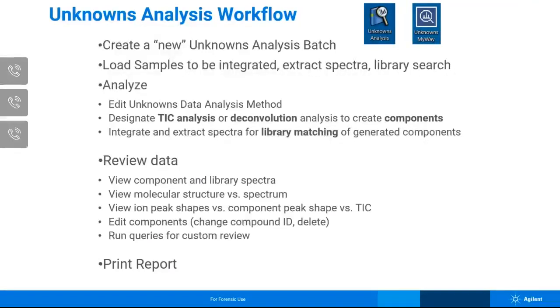Some of those things that you can do are things such as tick analysis, which is basically peak integration. You can also run deconvolution. Both of these tasks will create components or integration peaks, and it will also perform library matching on those peaks. And then you can manually go through during your data review process, look at the different peaks, look at if you have any co-eluting peaks, look at the library matches, manually research a library if you'd like. And in the process, we will show you how to manually generate a component and manually integrate in unknowns analysis as well.